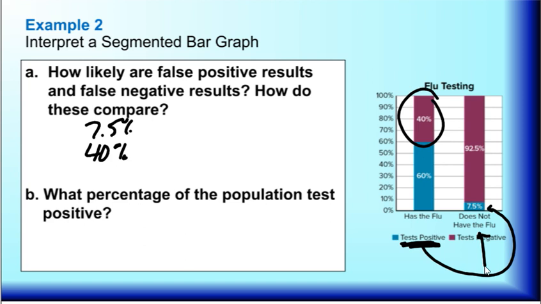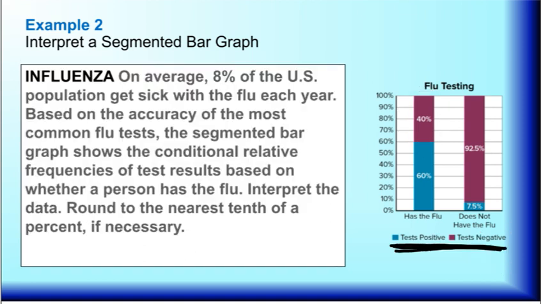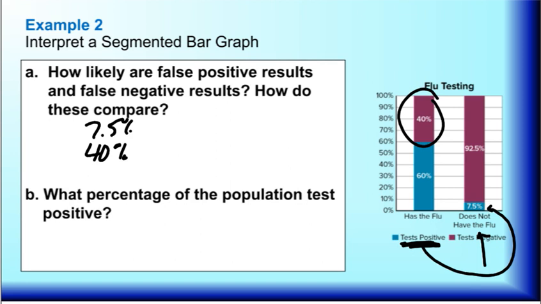Letter B, what percentage of the population tests positive? Okay, so we were told in the problem, if I go back, it said that on average 8% of the US population gets sick with the flu. So we're going to use that 8%. We're going to use 0.08 for the 8%. So of the 8% of the population, what tests positive?